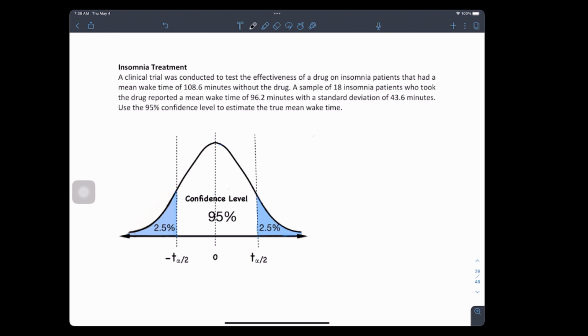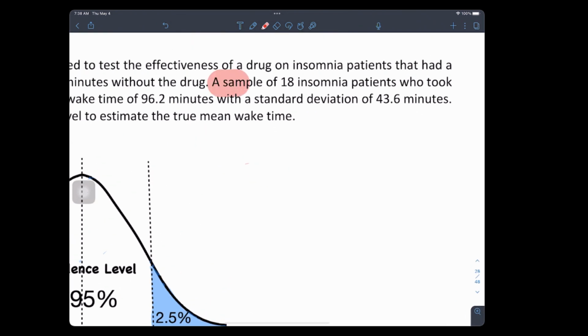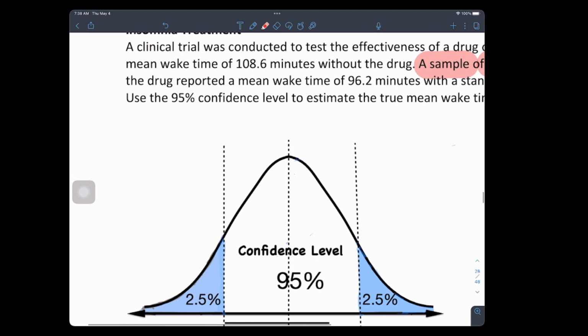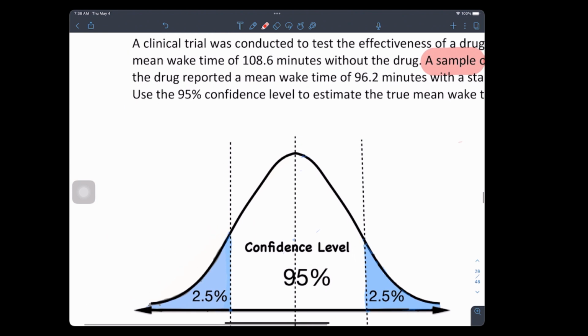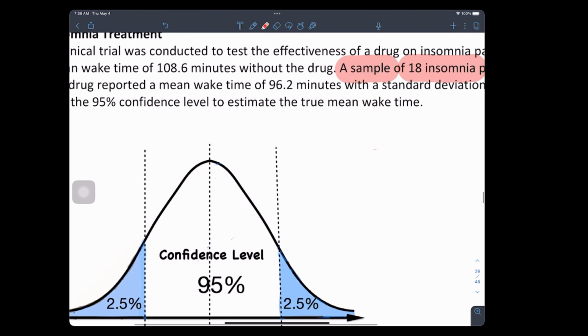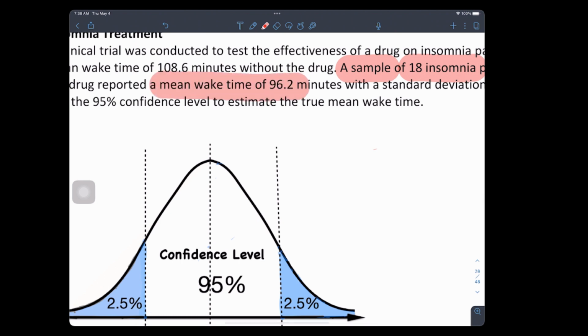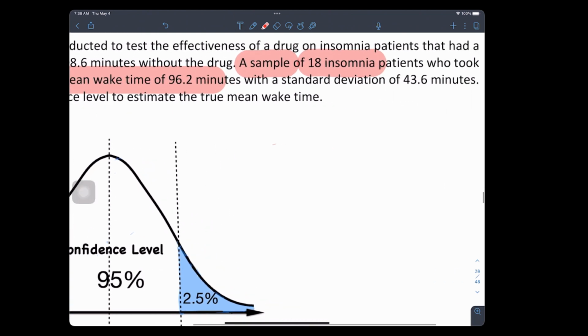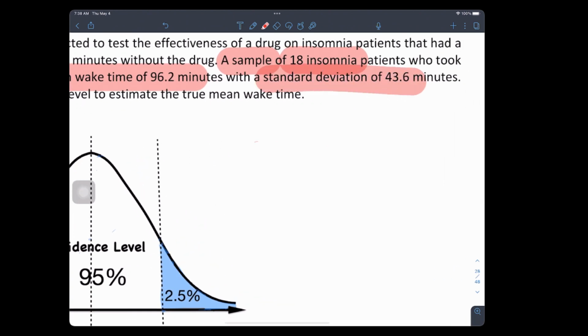So what are they saying? A sample of what? Let's get out our red marker, because you guys know every time I read the phrase sample, I bring out the red marker. 18 patients. What did they do? They took a drug, and then what did they report? A mean wake time of 96.2 minutes with a standard deviation of 43.6 minutes. Okay? It's an interesting kind of question.